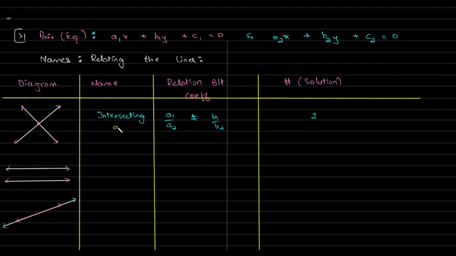One more thing is there's another name to this, which we need to learn, and that is consistent. So one more name for such a kind of paired line is consistent. The next one which we need to know is parallel. And here the condition is a1 by a2 is equal to b1 by b2, but not equal to c1 by c2. And the number of solutions is, they never meet, so 0.